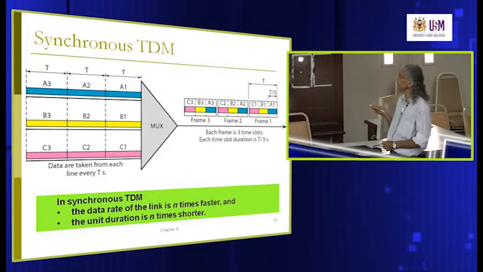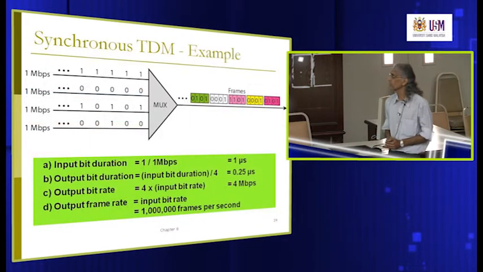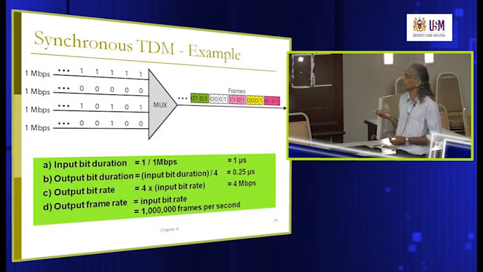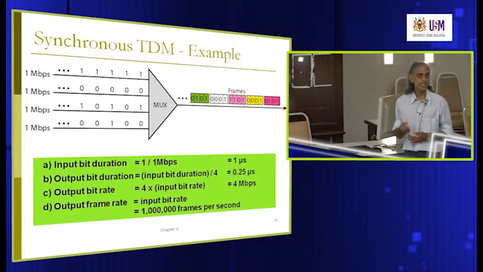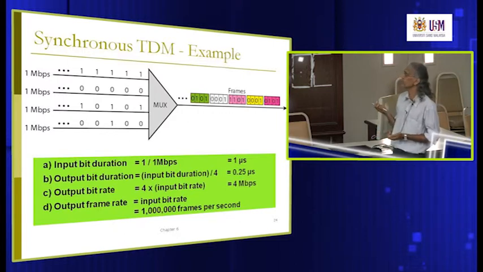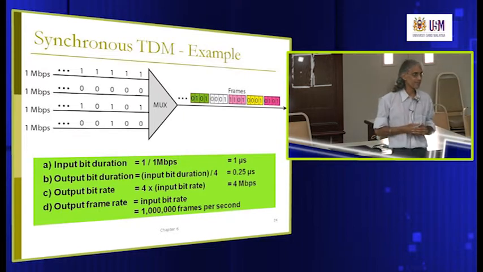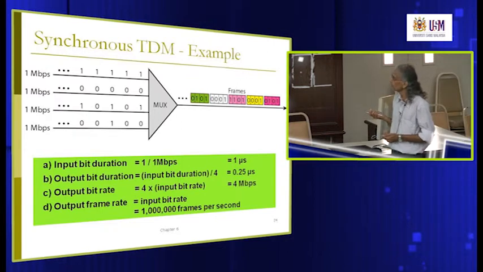Right, so if this is the time slot here, T, the time slot on the frame will be 1/3 for each particular user. Right, we'll take a look at an example of this. So we have four input lines coming in at 1 megabit per second. So 1 million bits are coming in every second for each input line. Right? And we want to multiplex it using TDM. So how fast should the output line be? Right, so output should be 4 times this, obviously. So the output data rate will be 4 times 1, which is 4 megabits per second.